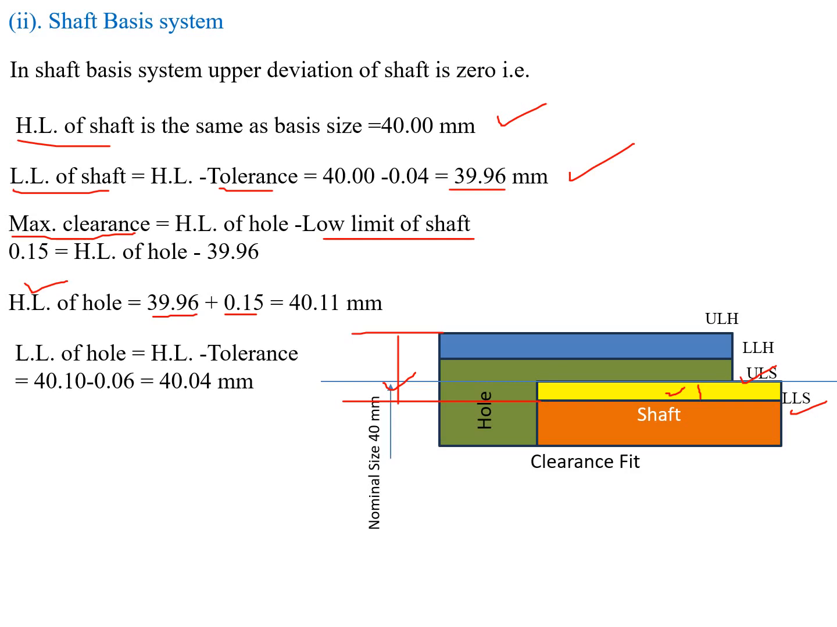Next we determine the lower limit of the hole. We know that the lower limit of the hole equals the higher limit of the hole minus the hole tolerance. We know the higher limit of the hole is 40.11 mm, and also the hole tolerance is 0.06 mm. So the lower limit of the hole equals 40.11 minus 0.06 mm, which is equal to 40.05 mm. So this is the solution.